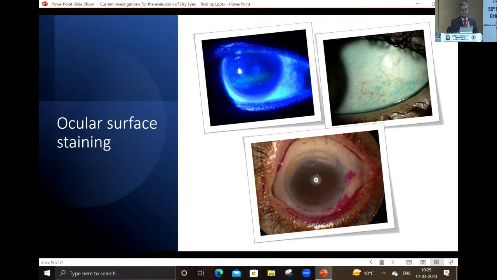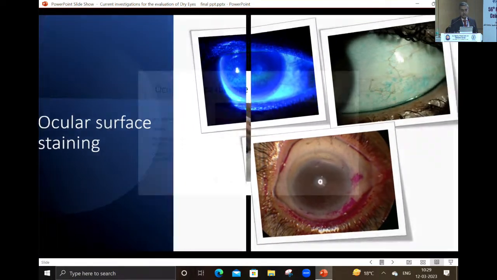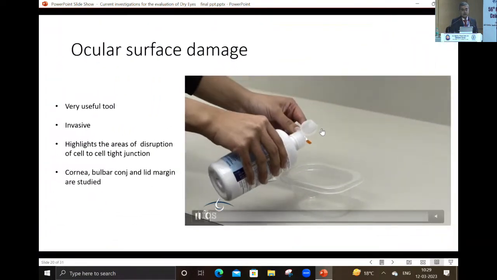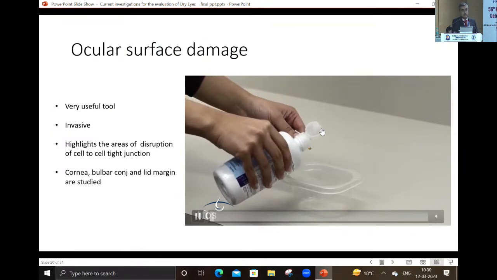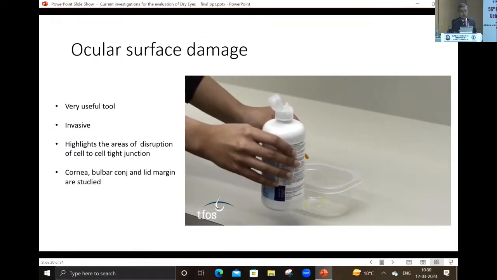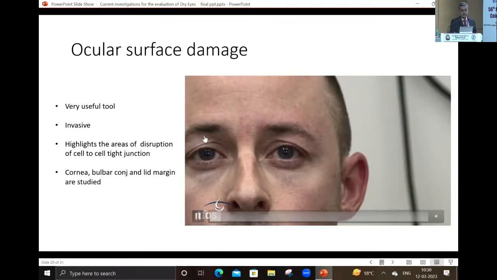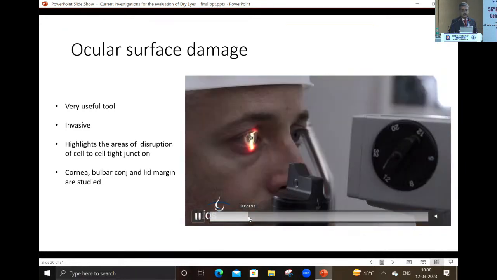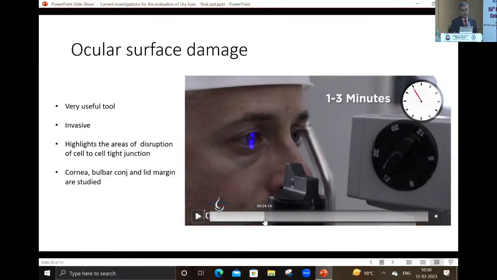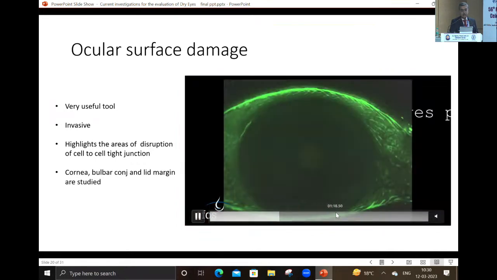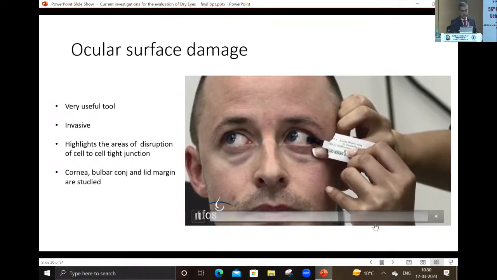And third is ocular surface staining, which we all do very regularly. We need to know that we have to stain with at least two stains, one for the cornea and one for the conjunctiva. Fluorescein staining, which we normally do, as we already discussed, with the yellow filter gives a better image, and it won't take two or three slides more.